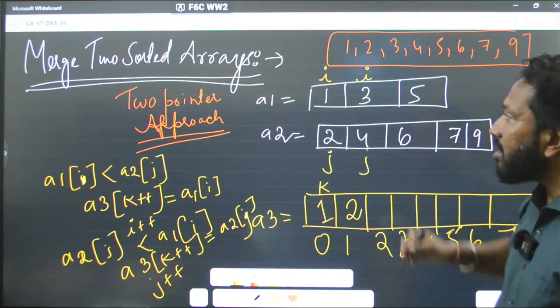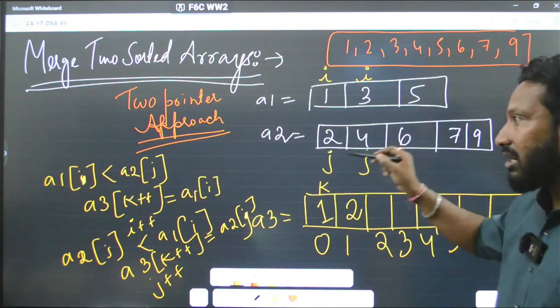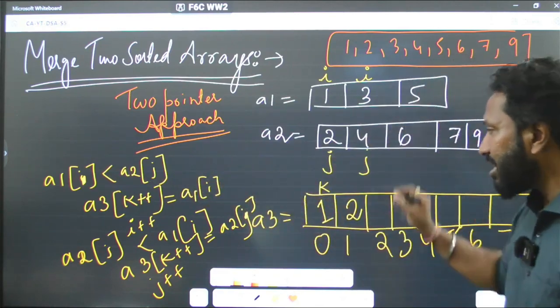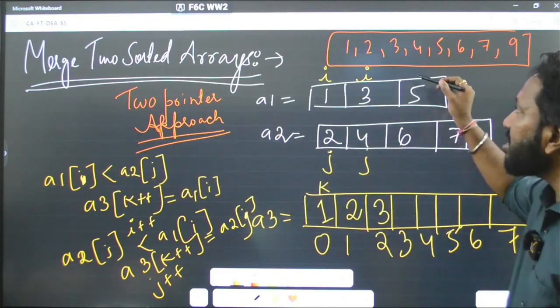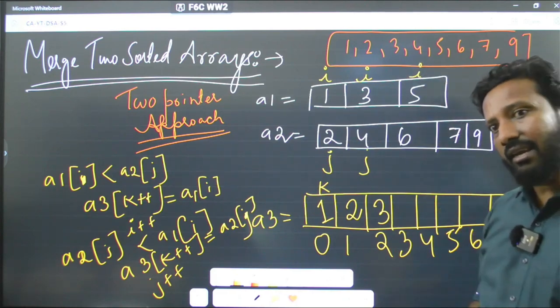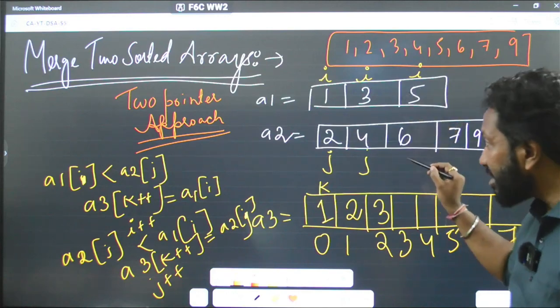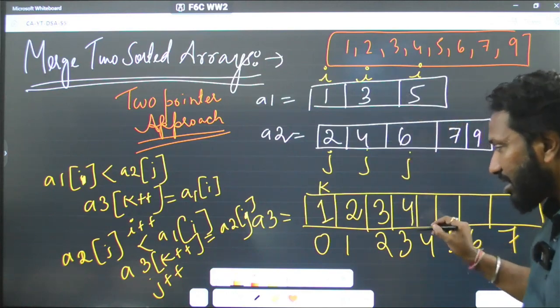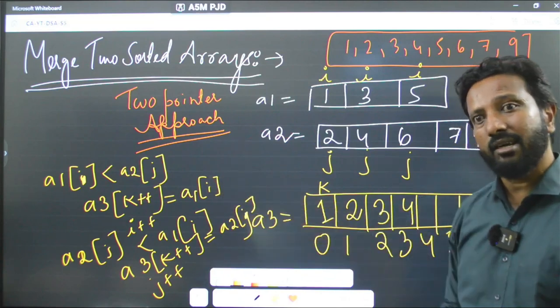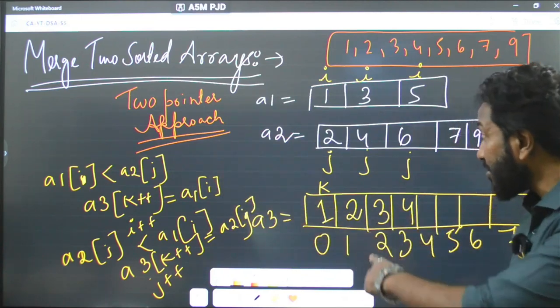Now, check again. What happens now? Check 3 and 4. Now, the first one will come. So, automatically 3 comes here and I goes here, correct? And then again check 5 and 4. Now, j will come here because 4 has to come here. Is that clear how this algo is working? Got it?